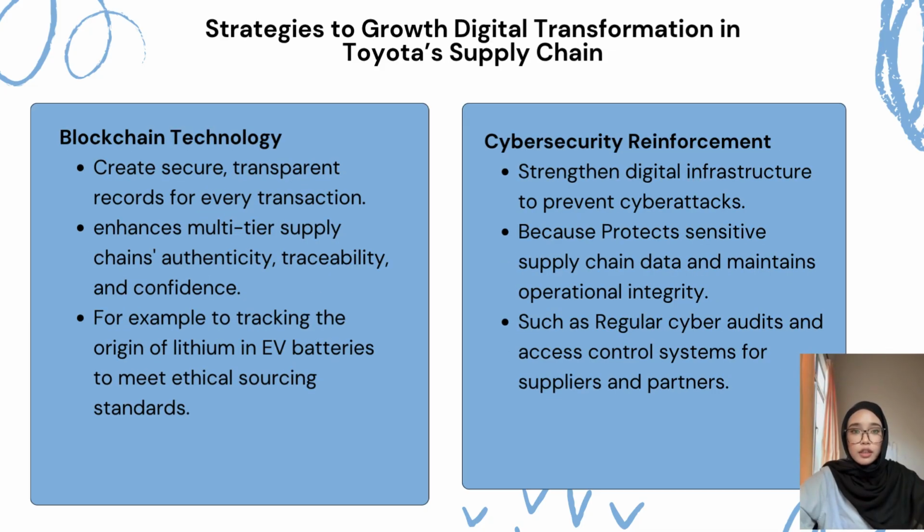Next is blockchain technology. To create secure, transparent records for every transaction. It also can enhance multi-tier supply chains, authenticity, traceability and confidence. For example, tracking the origin of lithium in EV batteries to meet ethical sourcing standards.